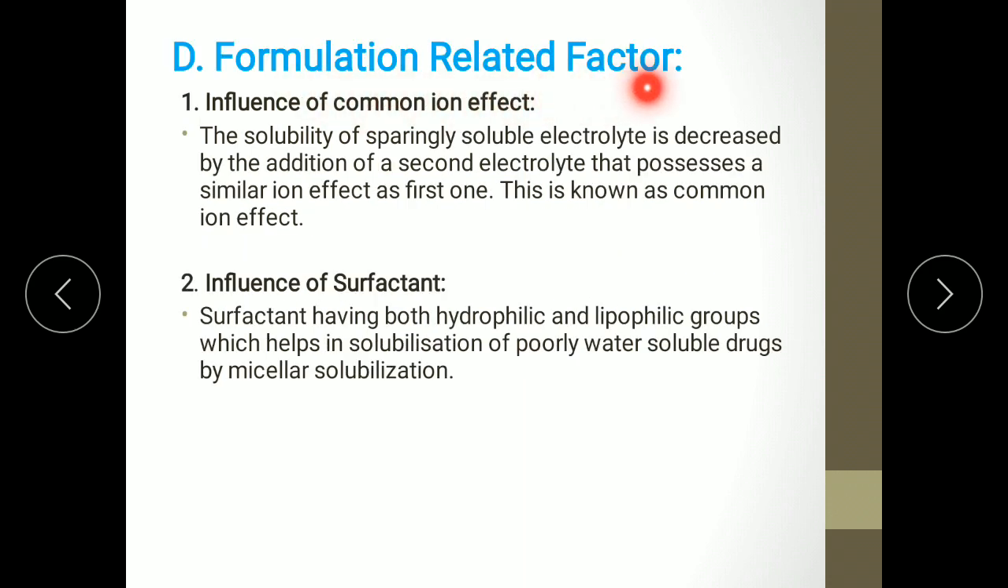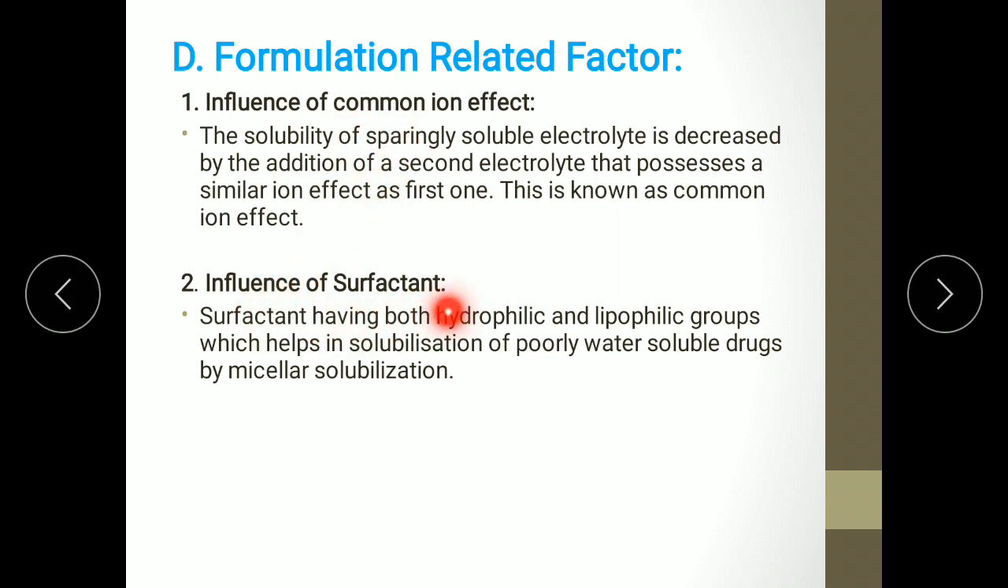Next, formulation related factors. The first one is the influence of the common ion effect. The solubility of sparingly soluble electrolytes is decreased by the addition of a second electrolyte that possesses a similar ion effect as that of the first one. Means suppose one electrolyte is there in a solution which is sparingly soluble, but its solubility will be decreased by the addition of a second electrolyte, because the second electrolyte possesses a similar ion effect as that of the first one. This is known as the common ion effect. Means common ion effect will decrease the solubility of one electrolyte.